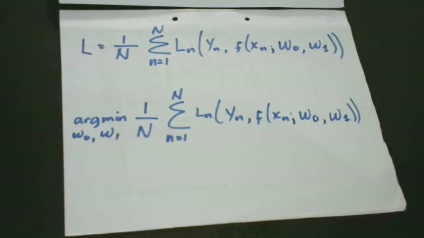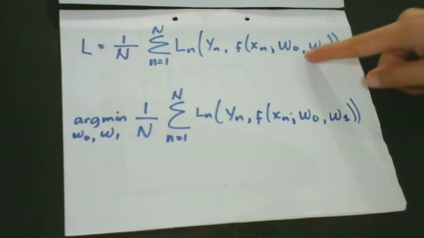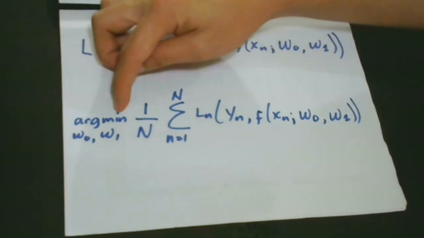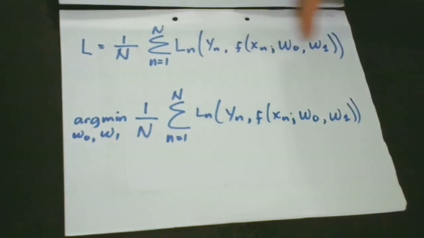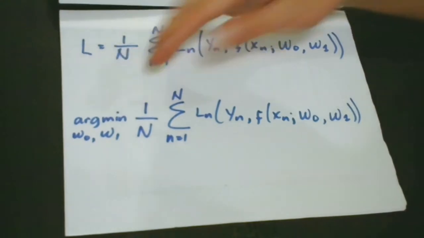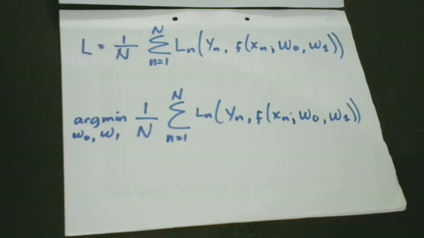If we would like to express mathematically how to find the best values for W0 and W1, then we have this expression, argmin over W0 and W1 of 1/N times the sum. As you can see, they are just the same. Okay? So what does argmin mean? It means finding the argument that minimizes. In our future lessons, we will dive into this.